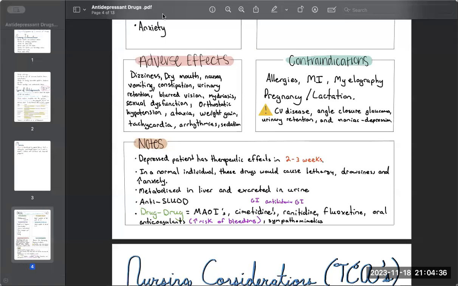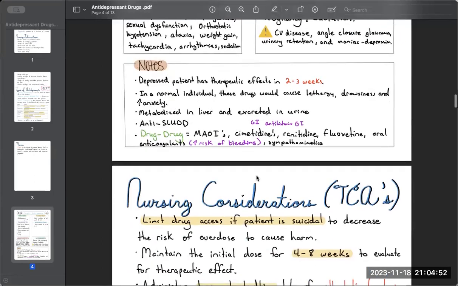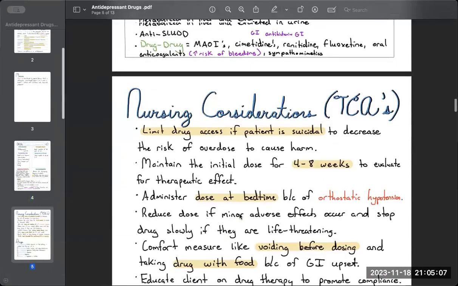Other things include those GI antihistamine drugs like the cimetidine, ranitidine. We don't want those. SSRIs, no. And no oral anticoagulants like warfarin because they increase the risk of bleeding, okay? And that's why we don't want to give these. We also don't want to give sympathomimetics because remember, we're increasing norepinephrine and serotonin, which are sympathetic-like hormones. So if we're increasing those, we don't want to overstimulate them and give them more of that, okay?